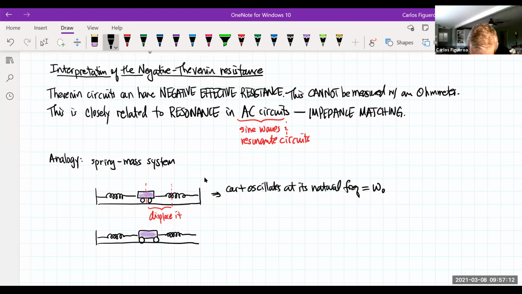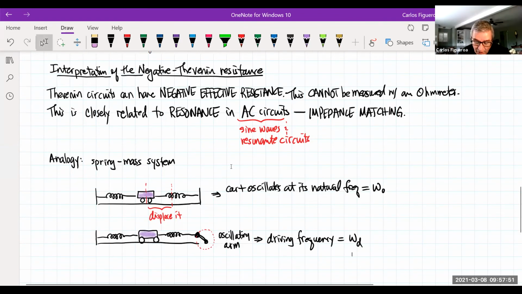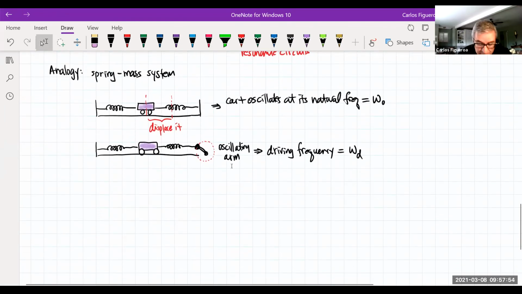And what you'll find here is that the way I set this up in Campus is that this arm now oscillates in a circle. Now the arm, so this is an oscillating arm. The oscillating arm has a driving frequency, which I'm going to call omega d, for driving. And so what happens here is that you can get a resonant situation.